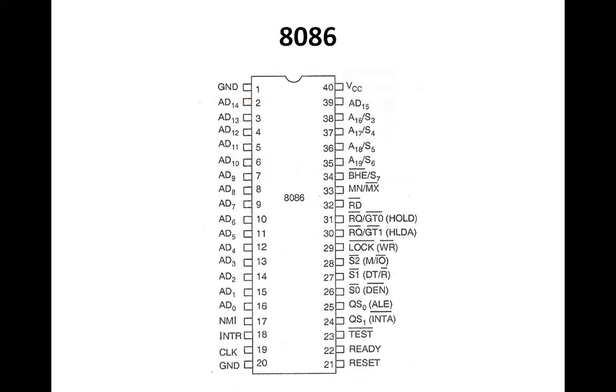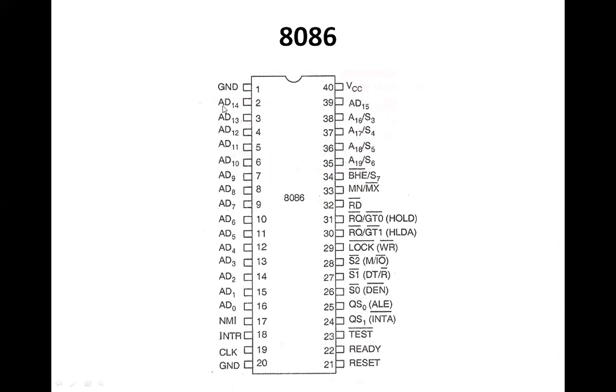Now, the 8086 pin diagram, because the architecture of 8086 must be known. It is also a 40 pin configuration. 8086 is also having 40 pins, and these pins are signified by this. Pin number 1 is a ground. From pin number 2 to pin number 16, it is identified as AD0 to AD14.